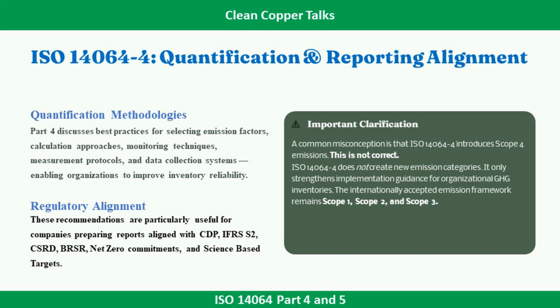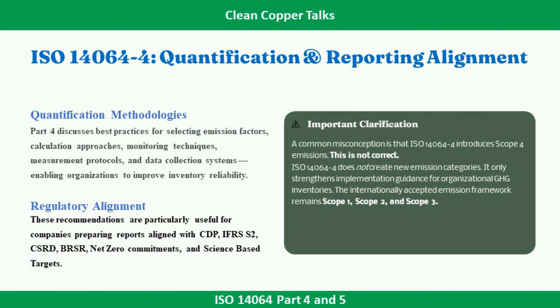Important clarification: a common misconception is that ISO 14064 introduces Scope 4 emission. That is not correct. ISO 14064 Part 4 does not create a new emission category. It only strengthens the implementation guidance for organizational GHG inventory. The internationally accepted emission framework remains Scope 1, Scope 2, and Scope 3.